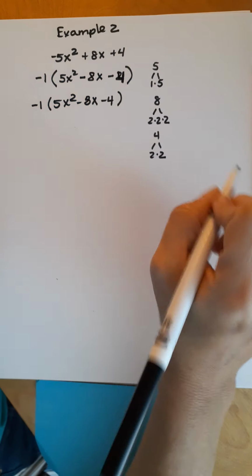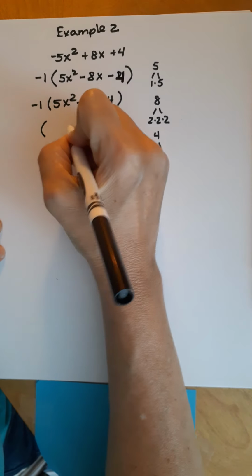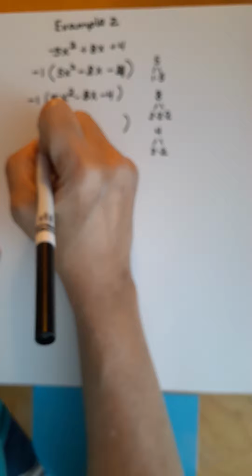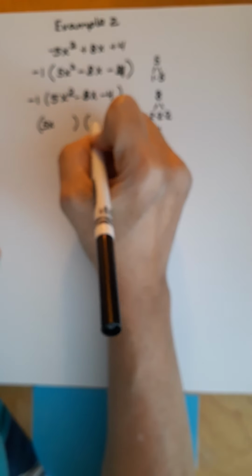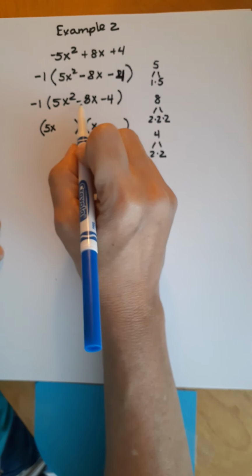Okay, so now we have the leading coefficient as positive, which is a little easier to deal with. So we're going to create 2 parentheses because they have no common factors. Now, I'm going to write 5x, and I'm going to write x. Setup. Now, let's look at our middle term.